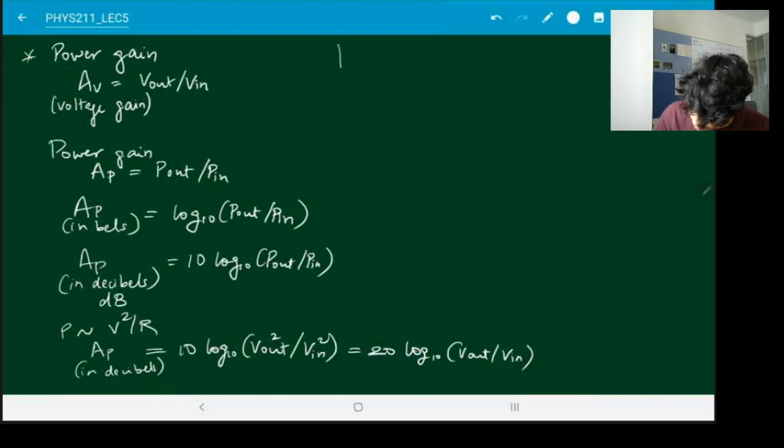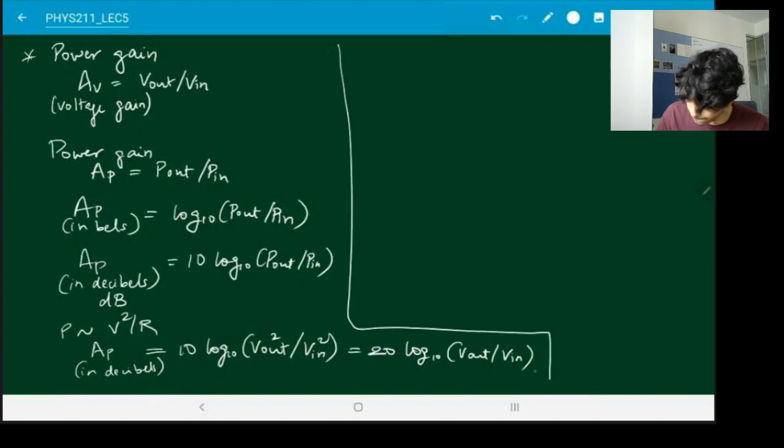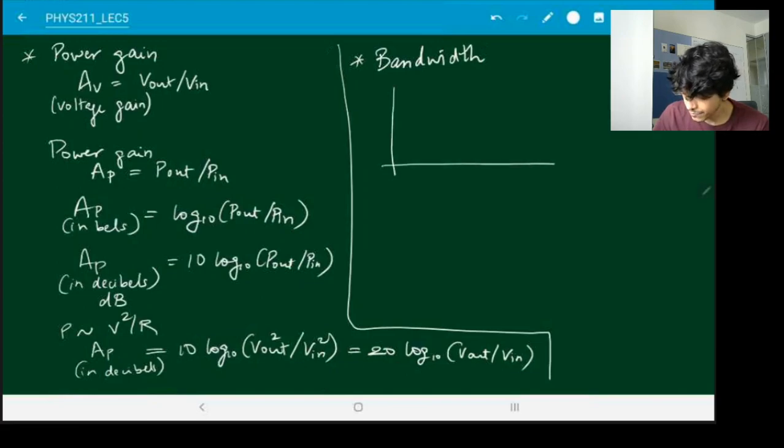And the last thing that I want to go to, again in terms of this power gain, is what is called bandwidth. It's a commonly used term. You have probably heard of it in the context of some radio communication and so on. Normally, if you look at an amplifier, the gain of the amplifier is dependent on what is the frequency of the signal that you're feeding. It's not constant across all frequencies.